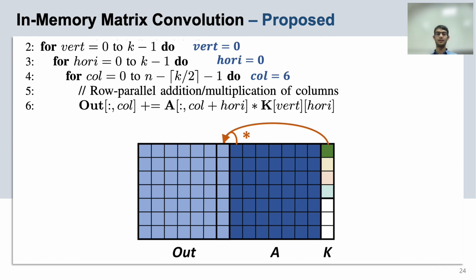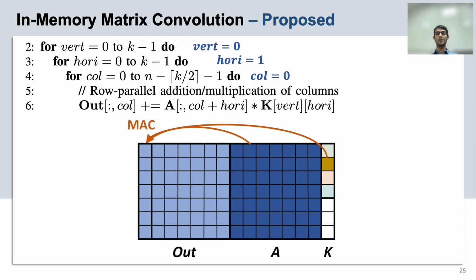Then we move on to the next element from K, and we actually access the columns of A shifted. Instead of having to shift A horizontally, we merely access the columns shifted and now perform a multiply and accumulate, again for every single column in the output. Now that we're moving on to the next element from K that comes from a different row, we first have to shift A upwards.